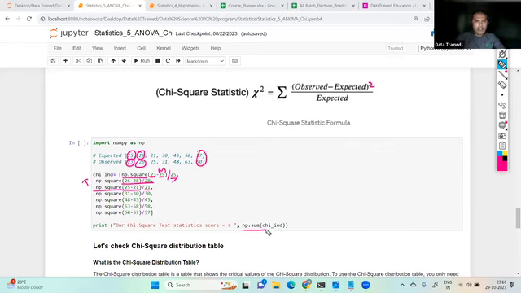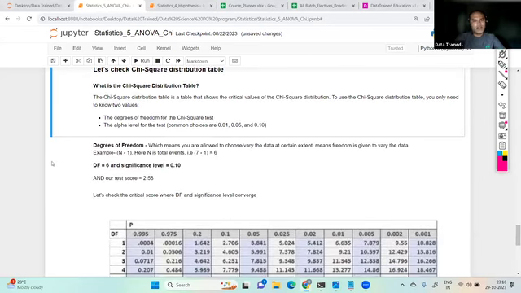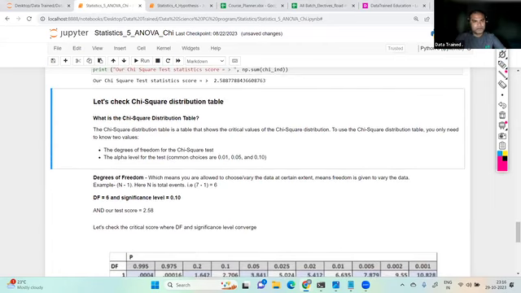Then at the end, this is going to have different numbers, so I'm going to sum all those numbers. I will get some number. This is the chi-square test statistic score. So how are we going to make use of this? Right here we also have a table.